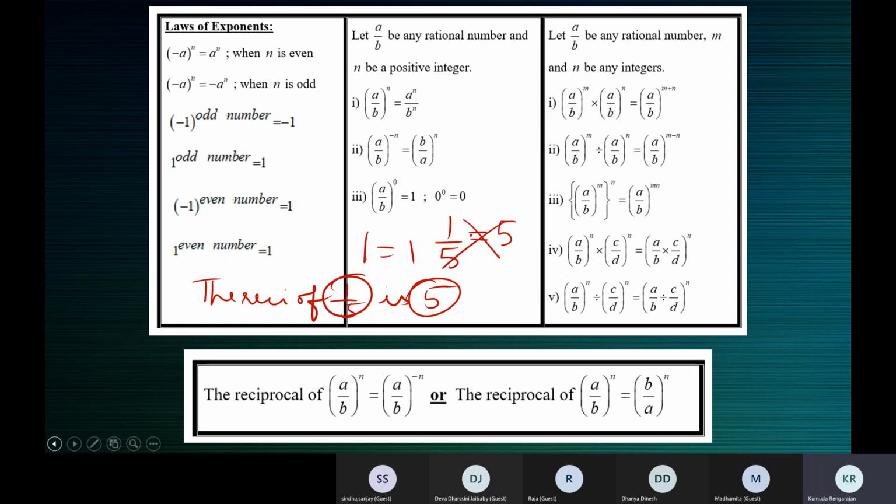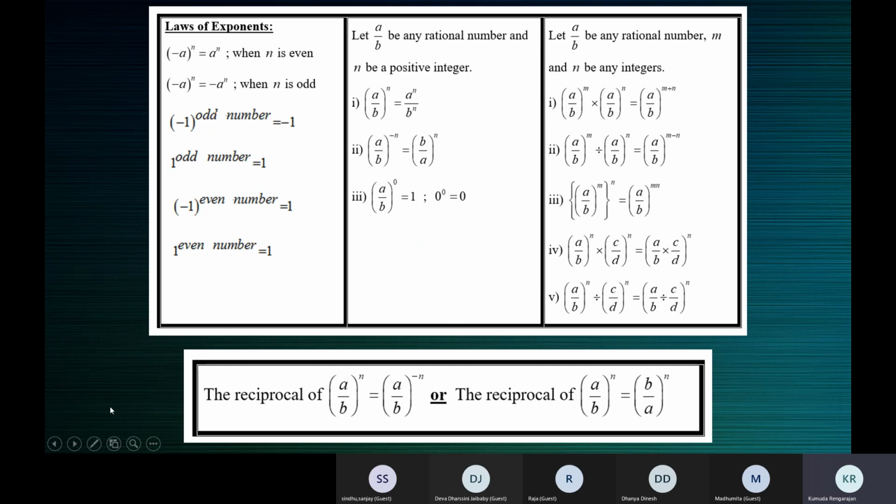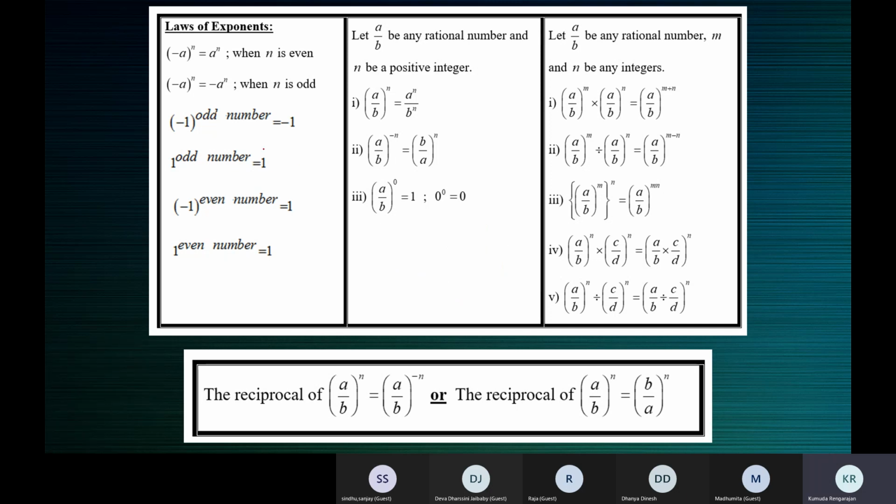Similarly, when you want to write the reciprocal of an expression, and when you want to write the equivalent, like in fractions, we have dealt with equivalent fractions. See, when you had 3 by 7, write a fraction equivalent to 3 by 7. So you multiplied by 2, and you said 6 by 14. Or you can multiply the numerator and denominator by 3. 3 3s are 9, 7 3s are 21. For a given fraction, you can write so many equivalent fractions.